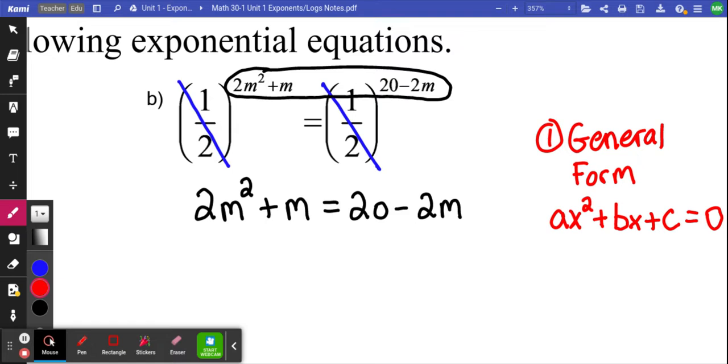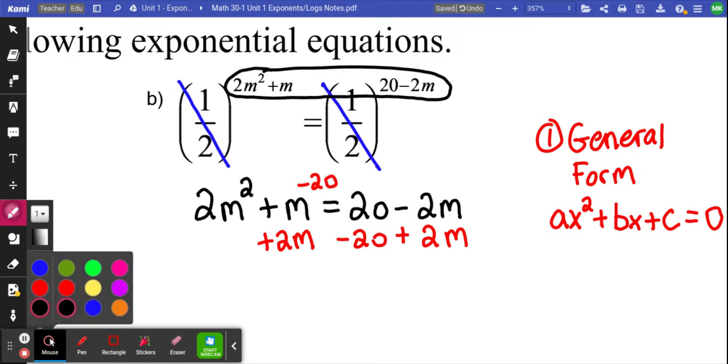Ideally, you want your a value to be positive. So in this case, this will be my a value. So I want everything to move to the left in this question, because I want a positive a value. We move things by doing opposite operations. I'm going to move the 2m by adding 2m to both sides. I'm also going to move the 20 by subtracting 20 from both sides.